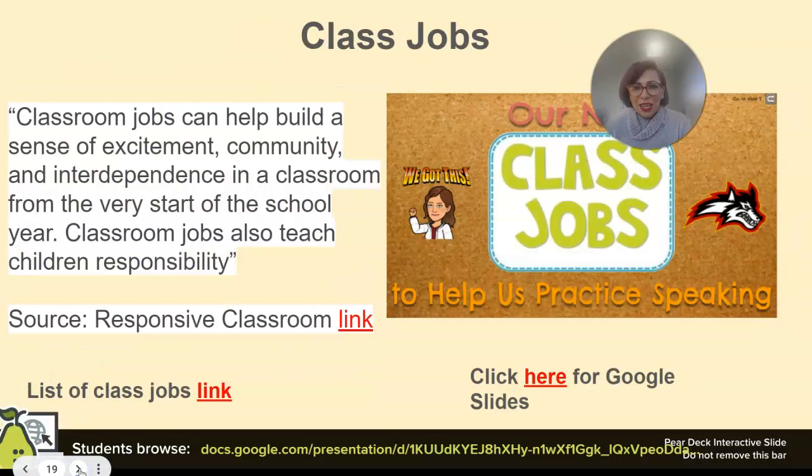Here's another great strategy you might wanna use. I know that this is used often in elementary schools, but I would say bring it to all of your classrooms, including middle and high school, and that is class jobs. One of my coworkers, Ms. Jenny LeBrun, did this great PowerPoint that I'm attaching here, but I also have a list of class jobs that I created right after the pandemic to get students talking.